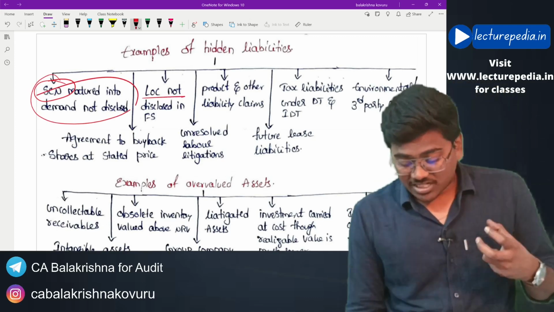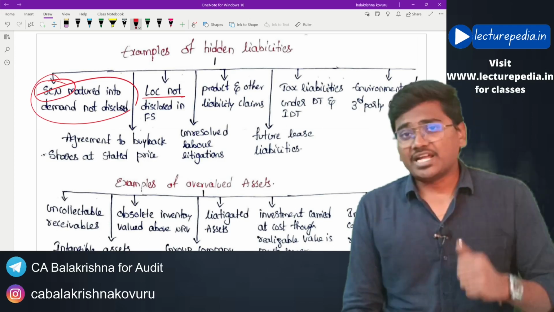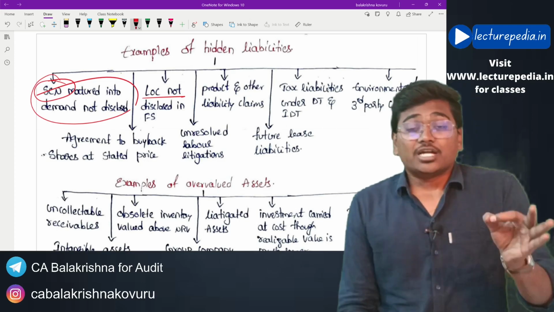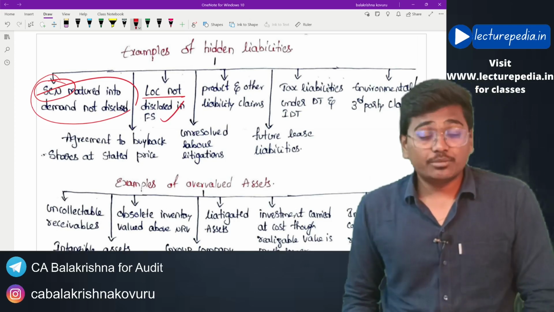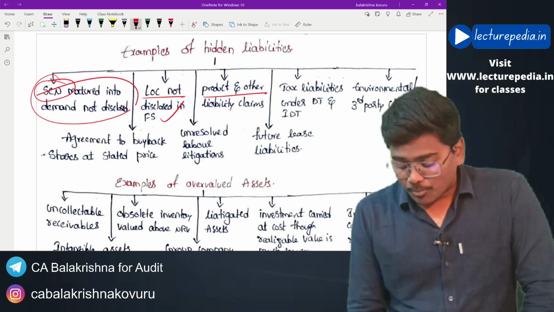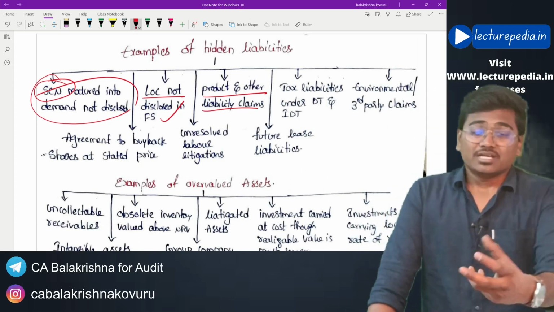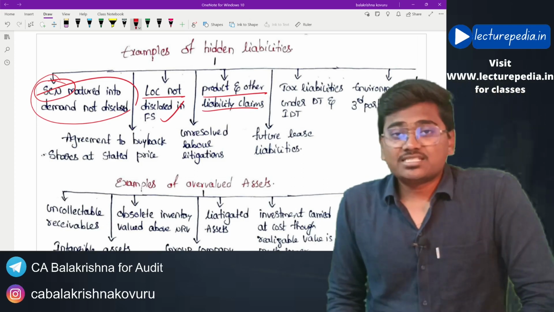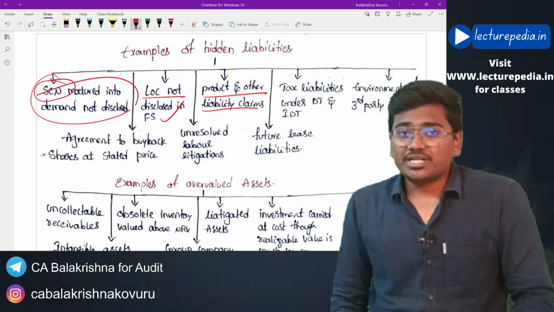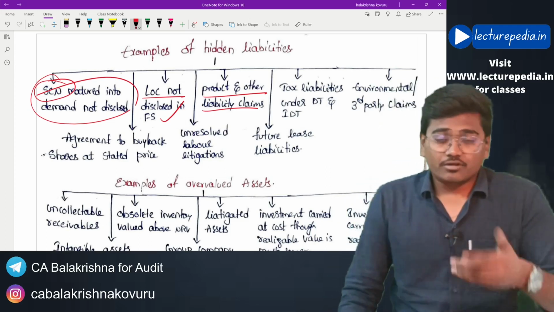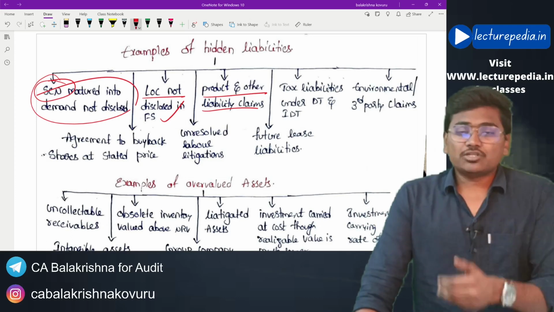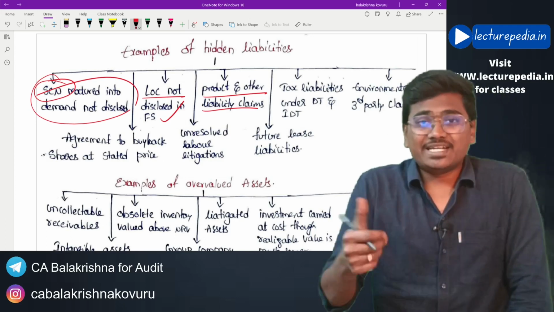Next, letter of comfort issued to the financial institutions and not disclosed in the financial statements, even that becomes a hidden liability. And product and other liability claims, warranty given for the products that the company has sold, and we don't know whether warranty will arise on the product or not, even that becomes a hidden liability.